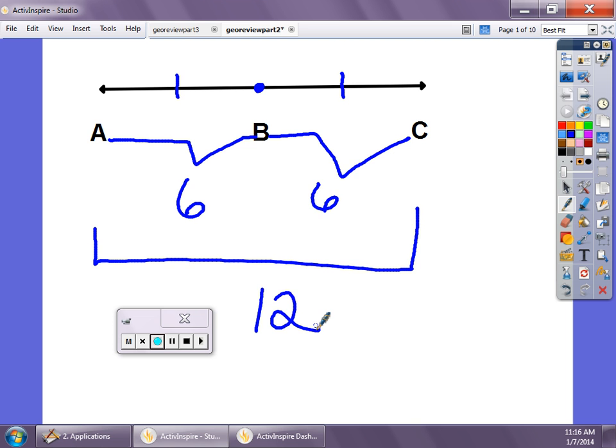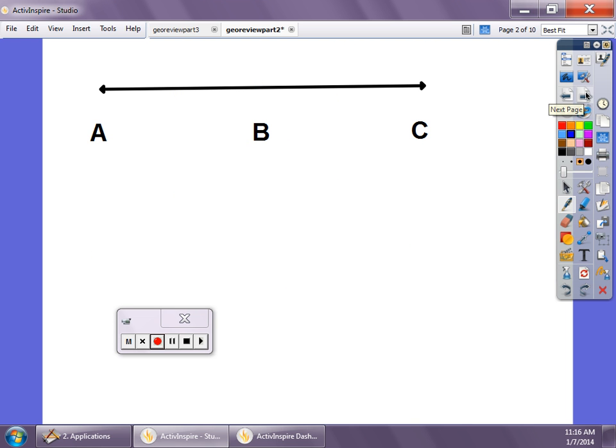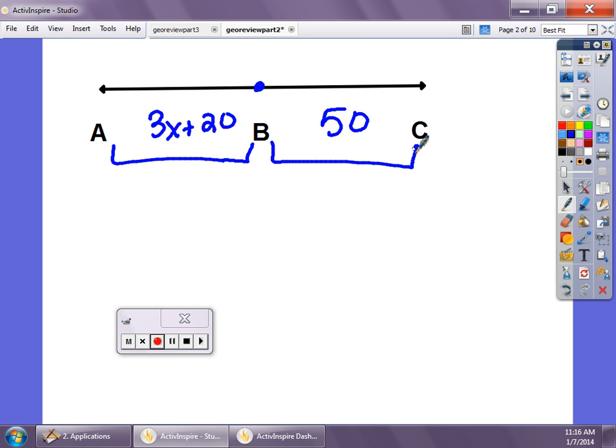All right, let's do number 12. Okay, same thing. B is the midpoint, so it's in the middle. They told me that AB is 3x plus 20 and BC is 50. What do we know about AB and BC? If B is in the middle, what do we know? They're both equal to each other. Okay, so I'm going to write the equation 3x plus 20 equals 50. Now what would you like me to do?